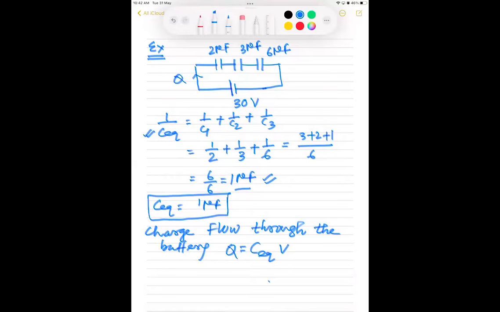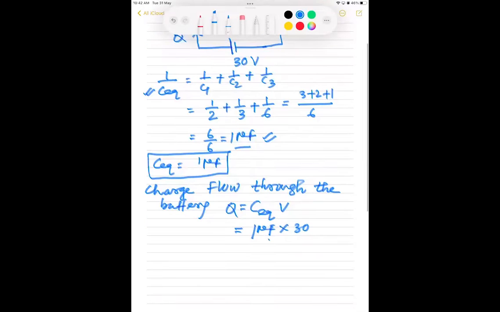C equivalent is how much? 1 microfarad. Voltage is how much? 30. 30 into 1 is going to be how much? 30 microcoulomb. Unit of charge is what? Coulomb. Yes or no, students?